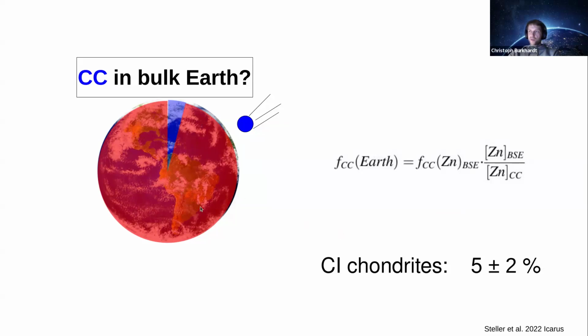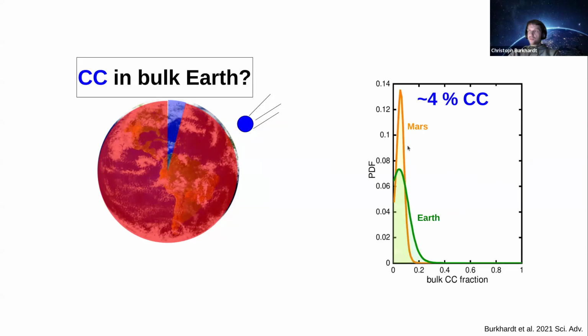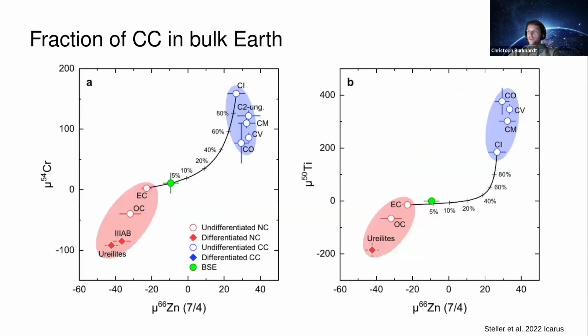And this independently is in agreement with the information we got from the refractory elements. So there seems to be a few percent of CZ material in the Earth, and this brought about 30% of Earth's volatiles.